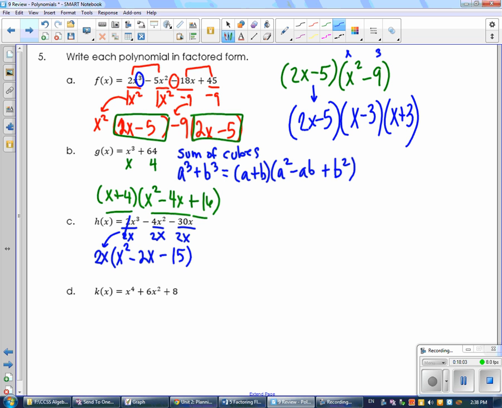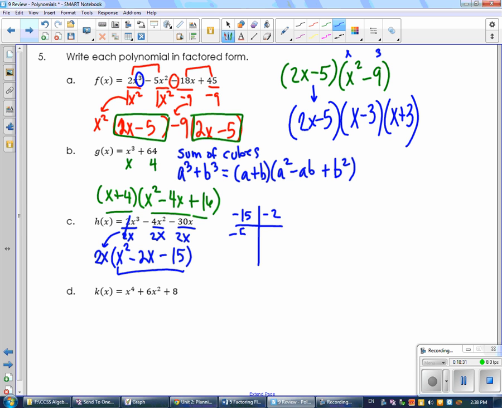So since I still have an x squared, and this is not a sum or difference of cubes, I'm going to see if I can factor that trinomial any further. So now that I have 3 terms, this brings me to my product sum method. And I'm only focusing on this expression within the parentheses. My product in this case would be negative 15, and my sum would be negative 2. So I'm looking for numbers that multiply to give me negative 15 and add to give me negative 2.